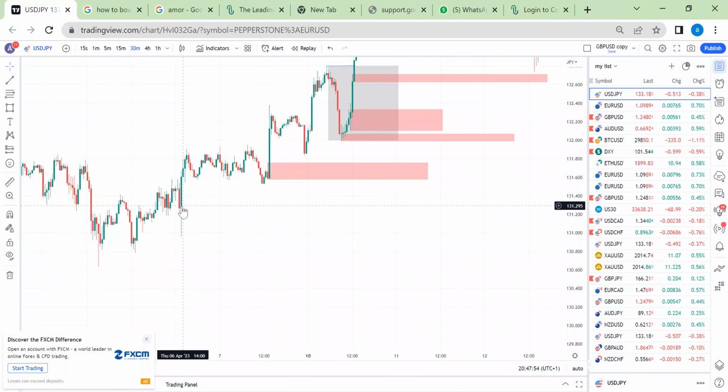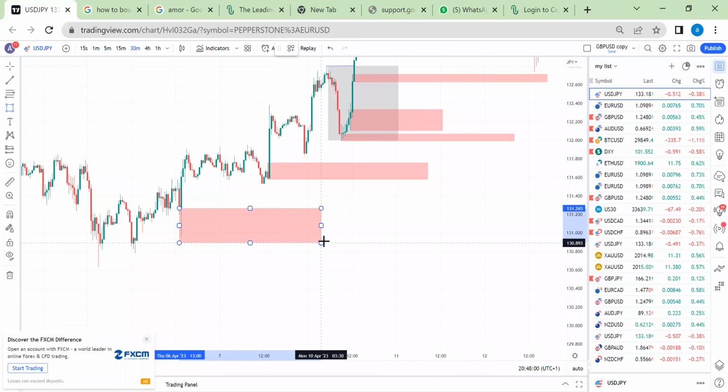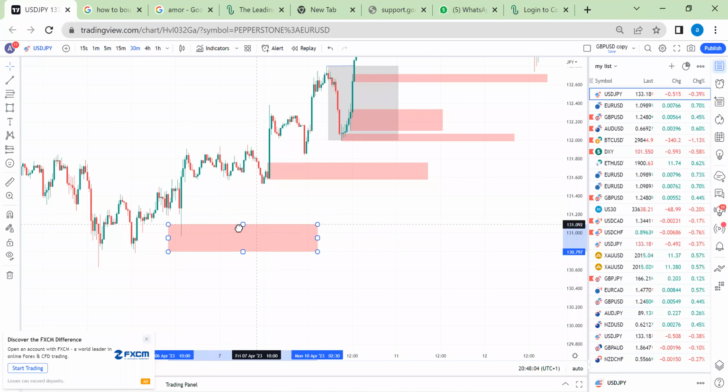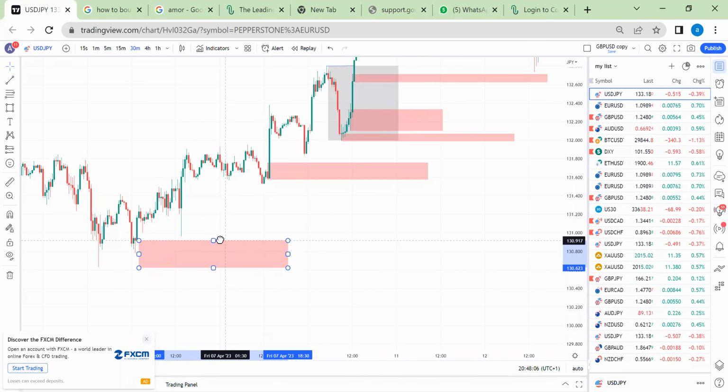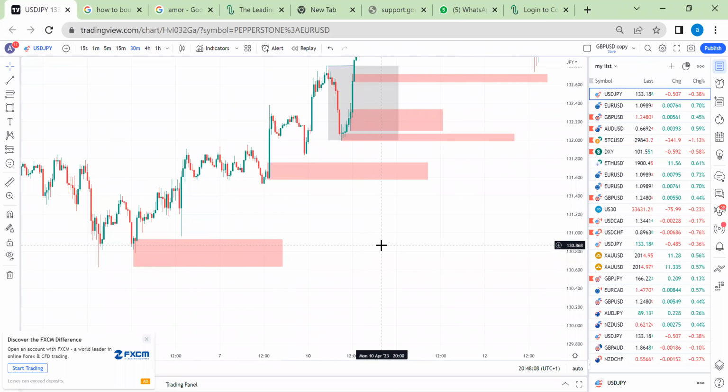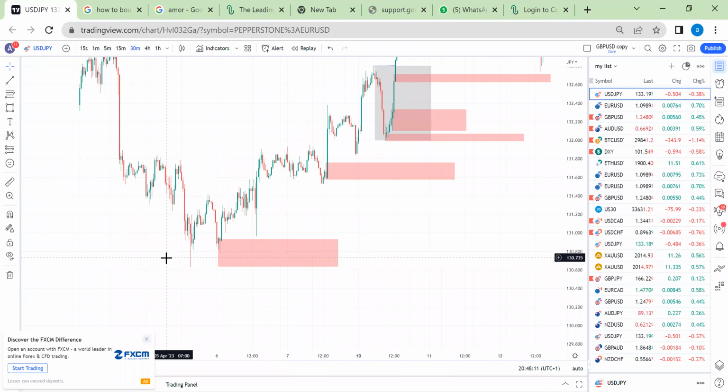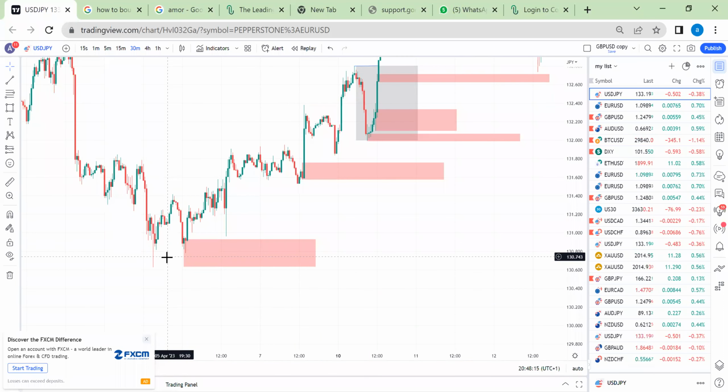Yes, we have all of this as also a POI. Then we have this right here. So all of those things are POIs. We'll still talk more about how to choose the valid ones.